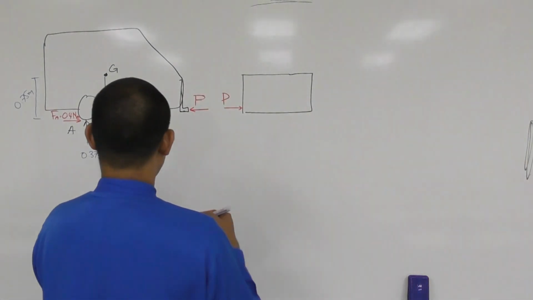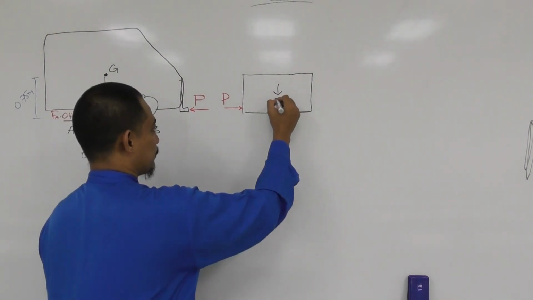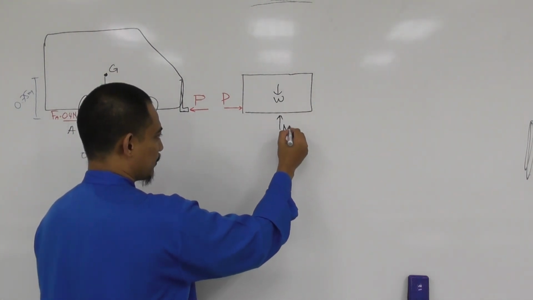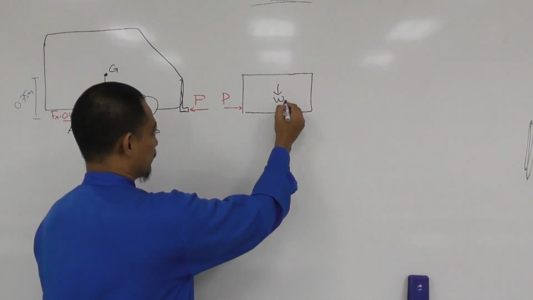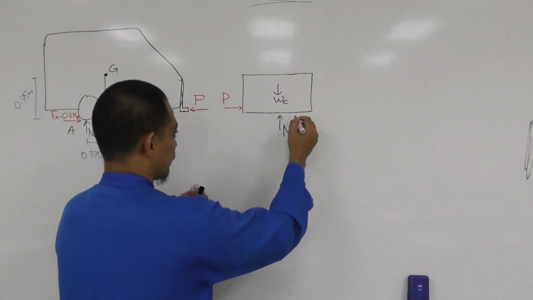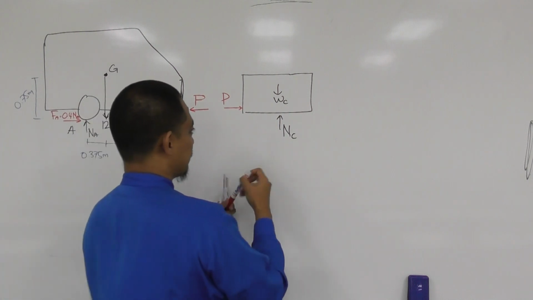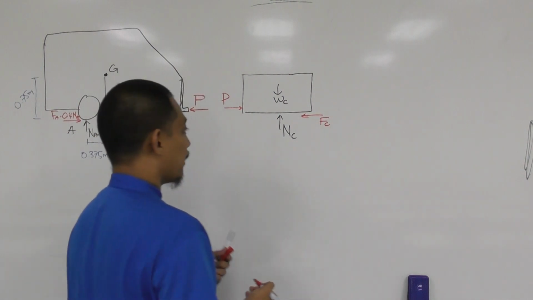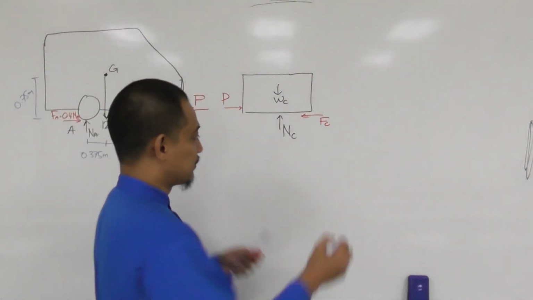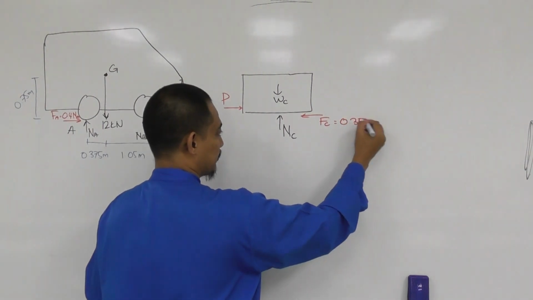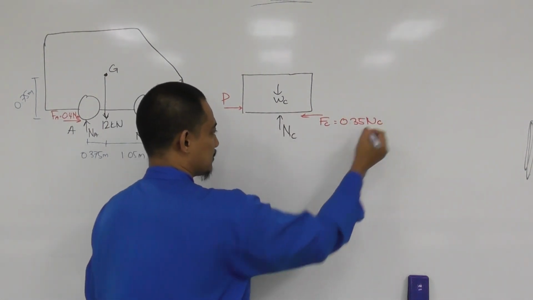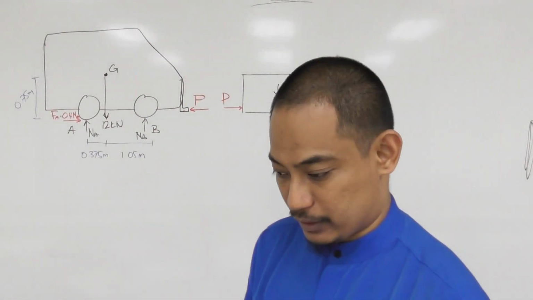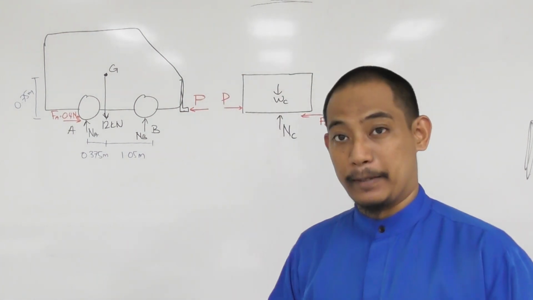Okay, so in this case, if we just draw also here, we do not know the weight, and then we have the normal reaction of the crate, the weight of the crate, and then we have the friction of the crate, should be the maximum also, and the value is 0.35. This is mu for the crate, and then N C, right? So that's basically the items that you have in terms of free body diagram, right?